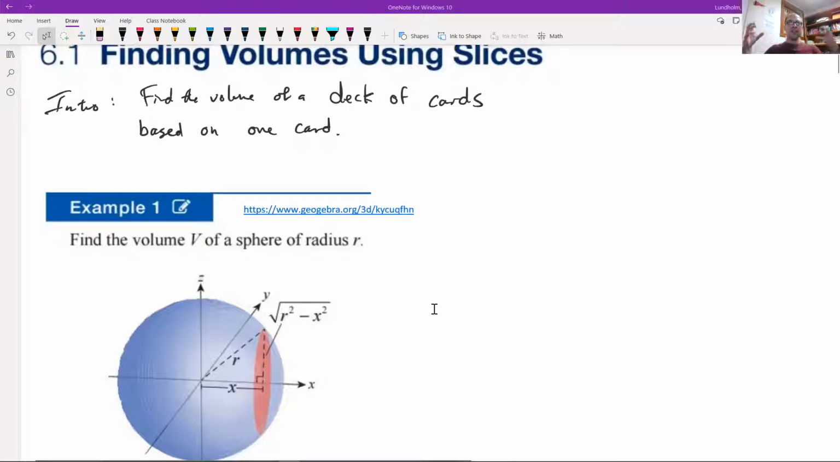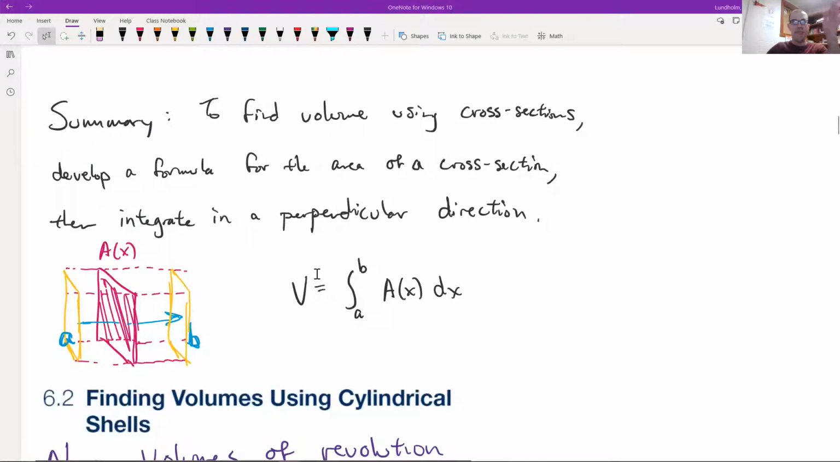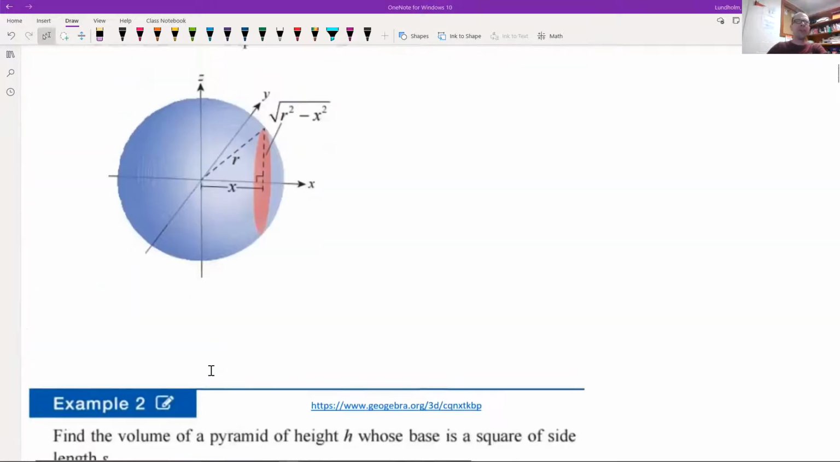So that's the idea. I could scroll down here to the summary. Find volume using cross sections. We are going to develop a formula for the area of a given cross section and then integrate in a perpendicular direction. So we're going to come up with some area function for our cross section, and integrate from the smallest x value to the largest x value and add up all of those cross sections along the way.